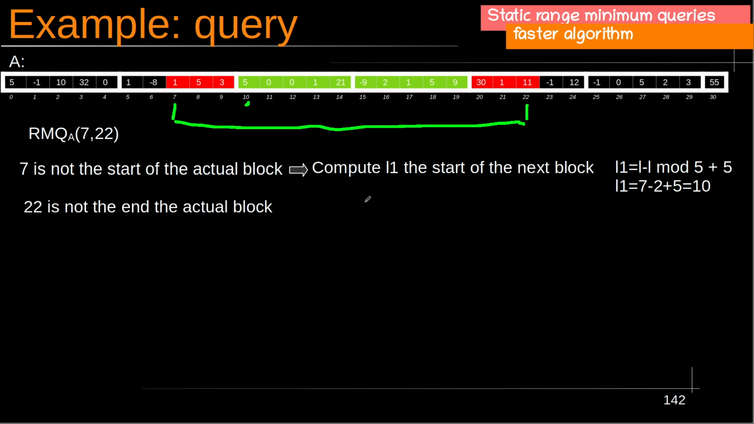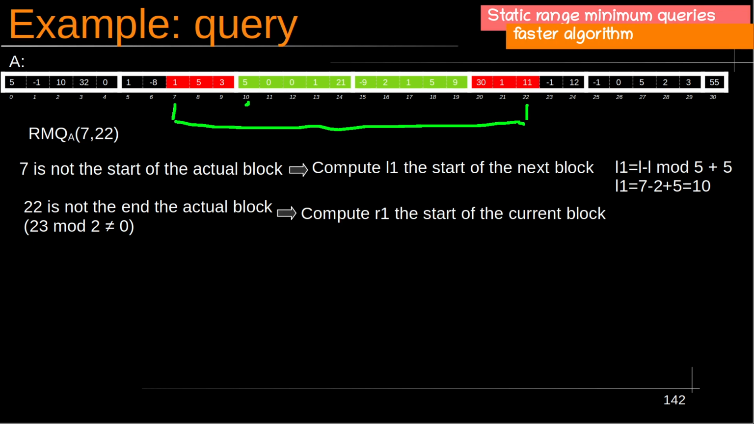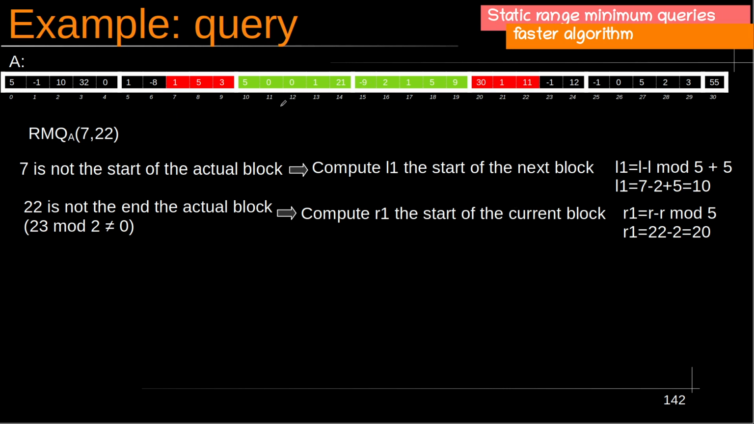Same for 22. 22 is not the end of the actual block, because 23 mod 5 is different from 0. We have to compute R1, which is the start of the current block. R1 is 22 minus 22 mod 5, which is 2, equal to 20, as you see. So 20 here is the start of the current block.